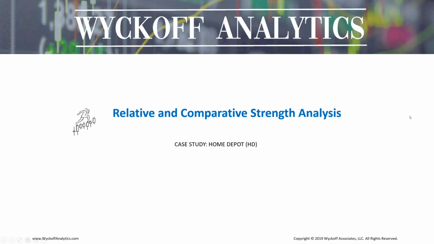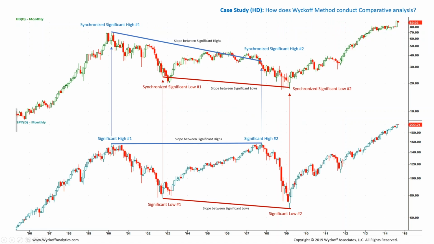Okay, so let's talk about relative and comparative strength analysis. The first chart that I have here for you is the monthly chart of Home Depot and Spiders, the ETF for the S&P 500, also a monthly chart. We're seeing the history here from 95 to about 2015.